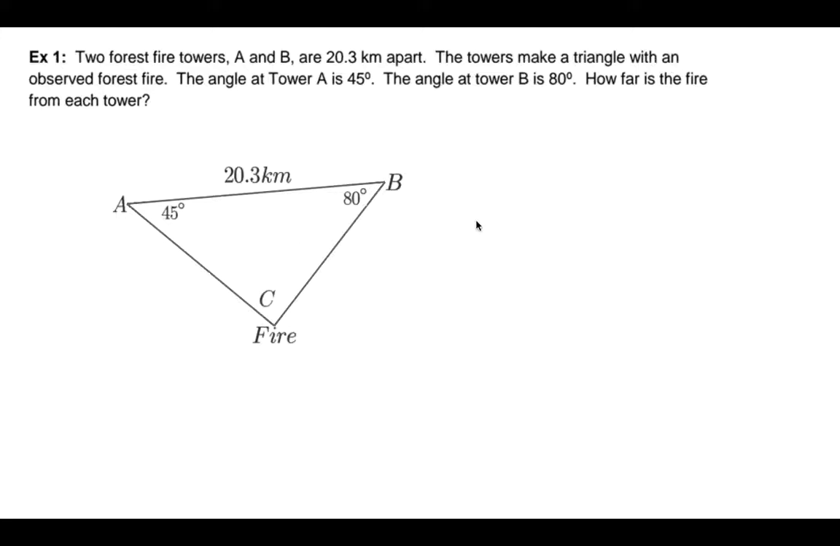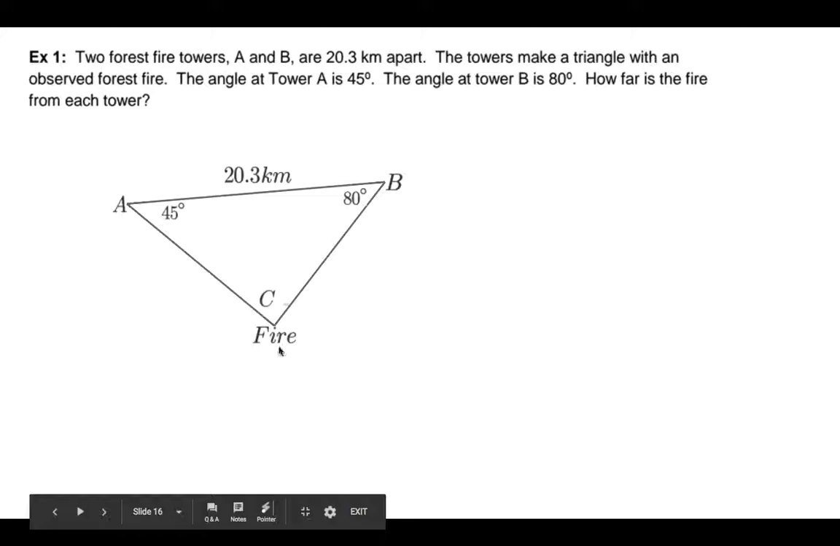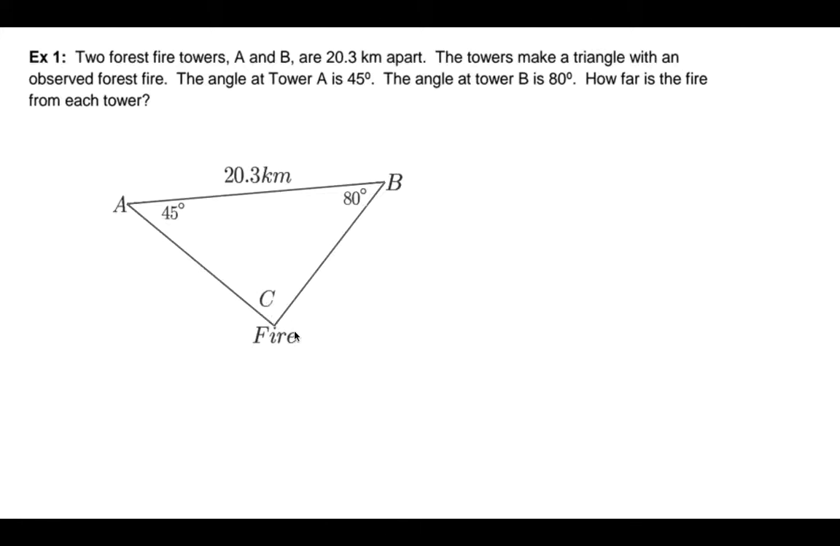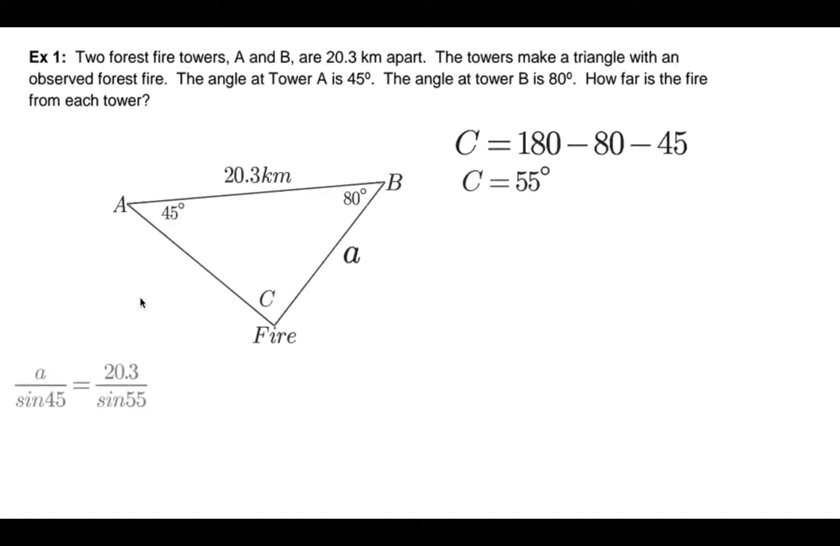This is a sneaky one, but we do have enough information for sine law. We need an angle and a side across from it for sine law, and we actually have this angle. If you think about it, the angles add up to 180, so it's got to be 55 degrees. This is our ammunition for sine law, and then we can solve for these sides separately. So solve for side A first.